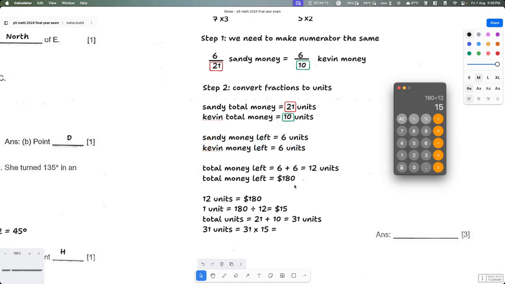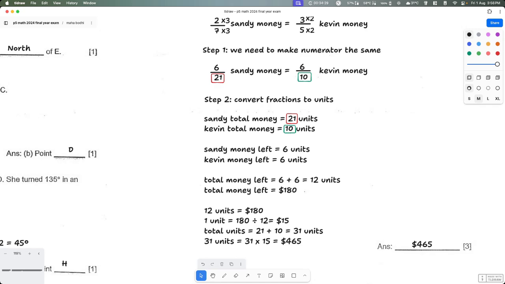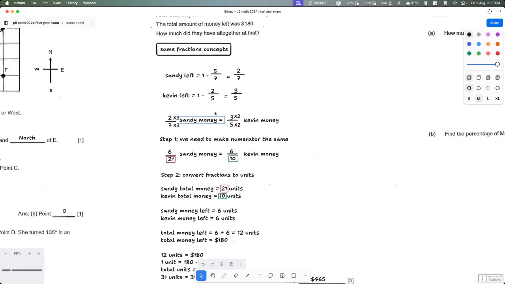Okay, and then we can just multiply this by 31, will be $465. Dollars 465. So that's the answer. Dollars 465. Yes, let's go. All right. Okay, let's move on to the next step.